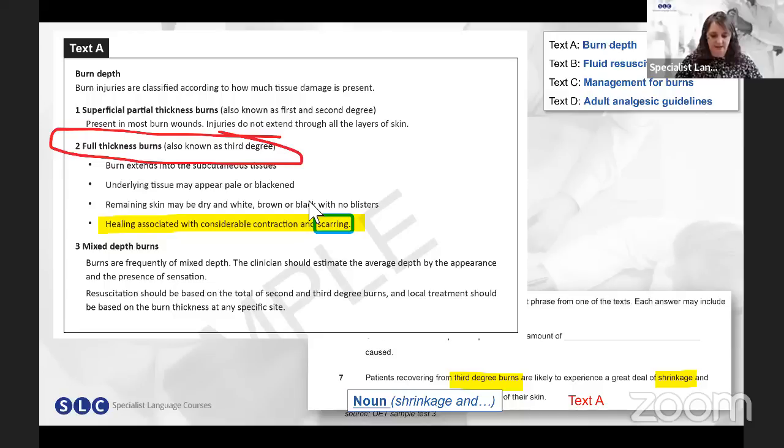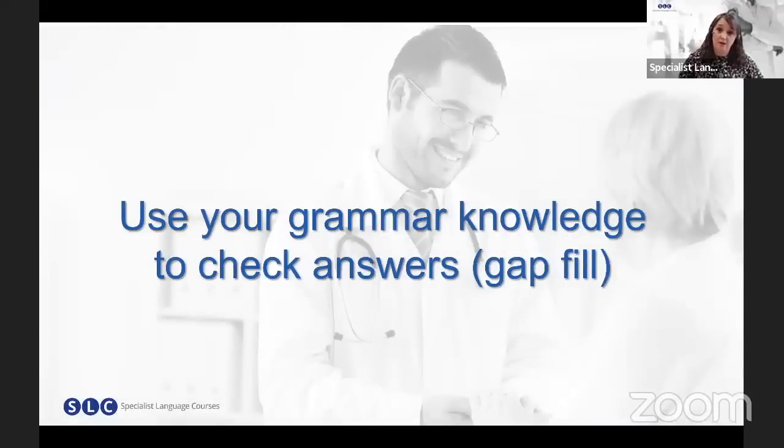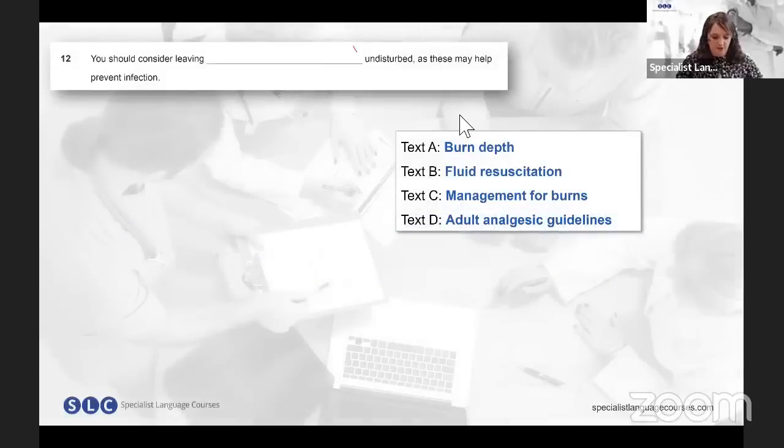All right, now something else that is important is using your grammar knowledge to check your answers. So you've used your grammar knowledge to predict the type of information that you need, and then you've used that knowledge to help you scan for the answer. And you also may need to check that you've got the right answer. So again, you can use your grammar knowledge to help you do this. So we have another question on the screen here. So we've got question 12. You should consider leaving undisturbed, as these may help prevent infection. So we've got our keywords, leaving undisturbed.